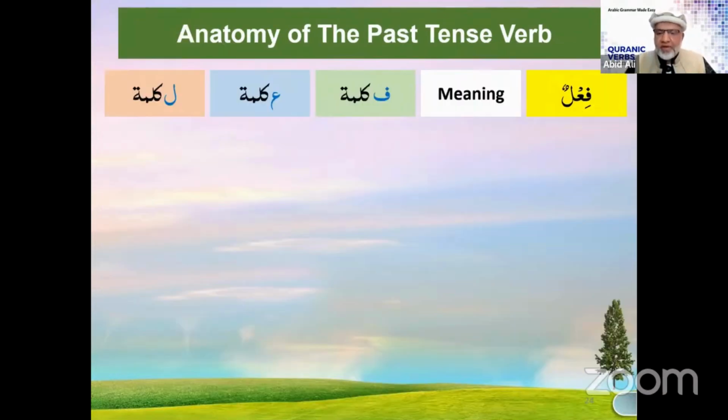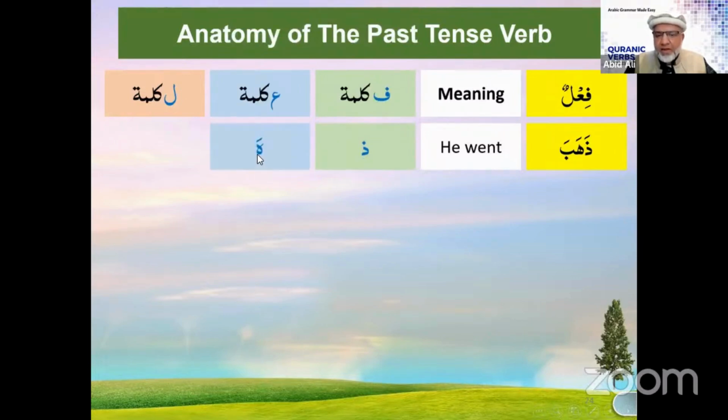So we have a fail. Then we know that fail has the fa kalima, the ain kalima, and the lam kalima. Where is it coming from? The fa, ain, and lam. Agree? Now, if I give you zahaba, the meaning is he went. So what is the fa kalima? Zal. What is the ain kalima? Ha.